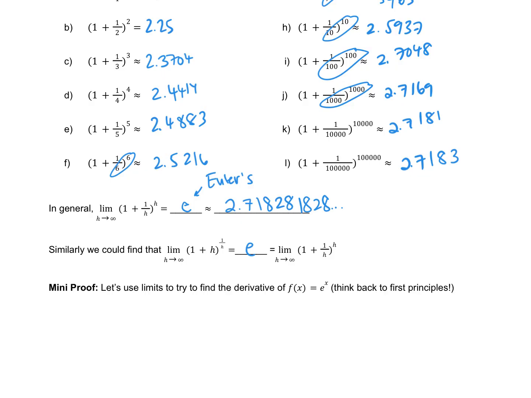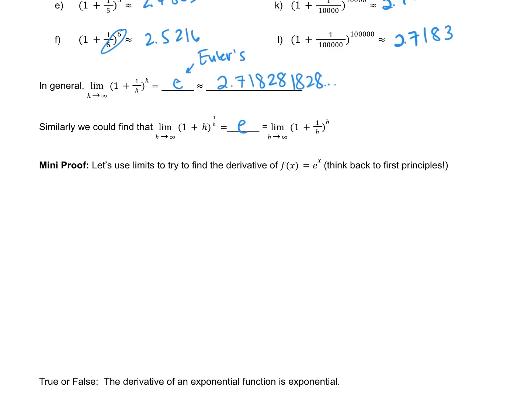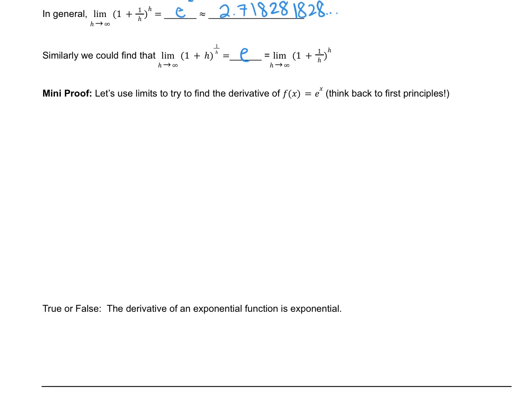Now that we know what this value is, we're going to find the derivative of the function e to the power of x. Now this is just an exponential function, which we've seen before, 2 to the power of x, 3 to the power of x, a half to the power of x. But here our base is specifically the value e. And if you do look at your calculator, you should have that button on there. You do not have to type in all of these decimals. So we're going to do a mini proof here using first principles.